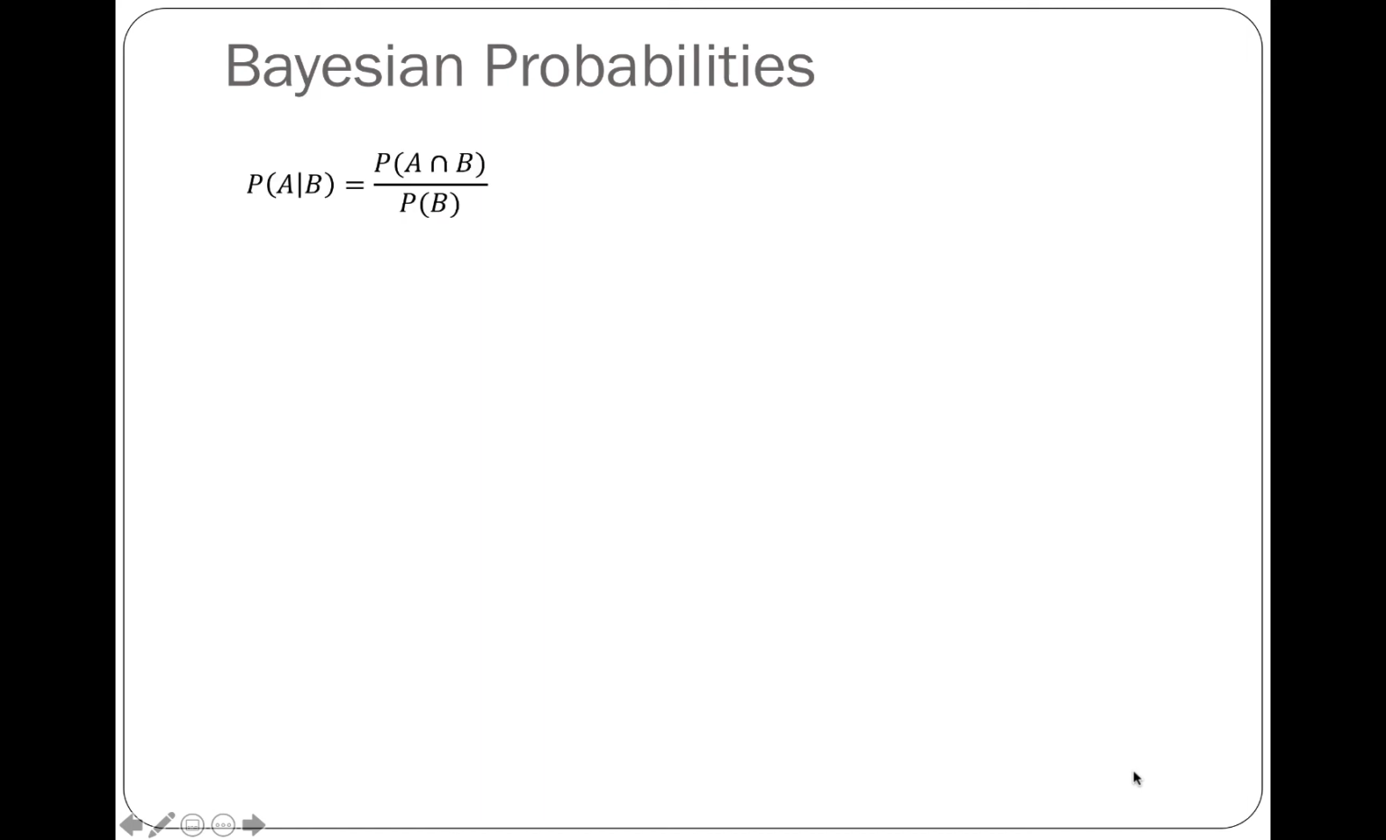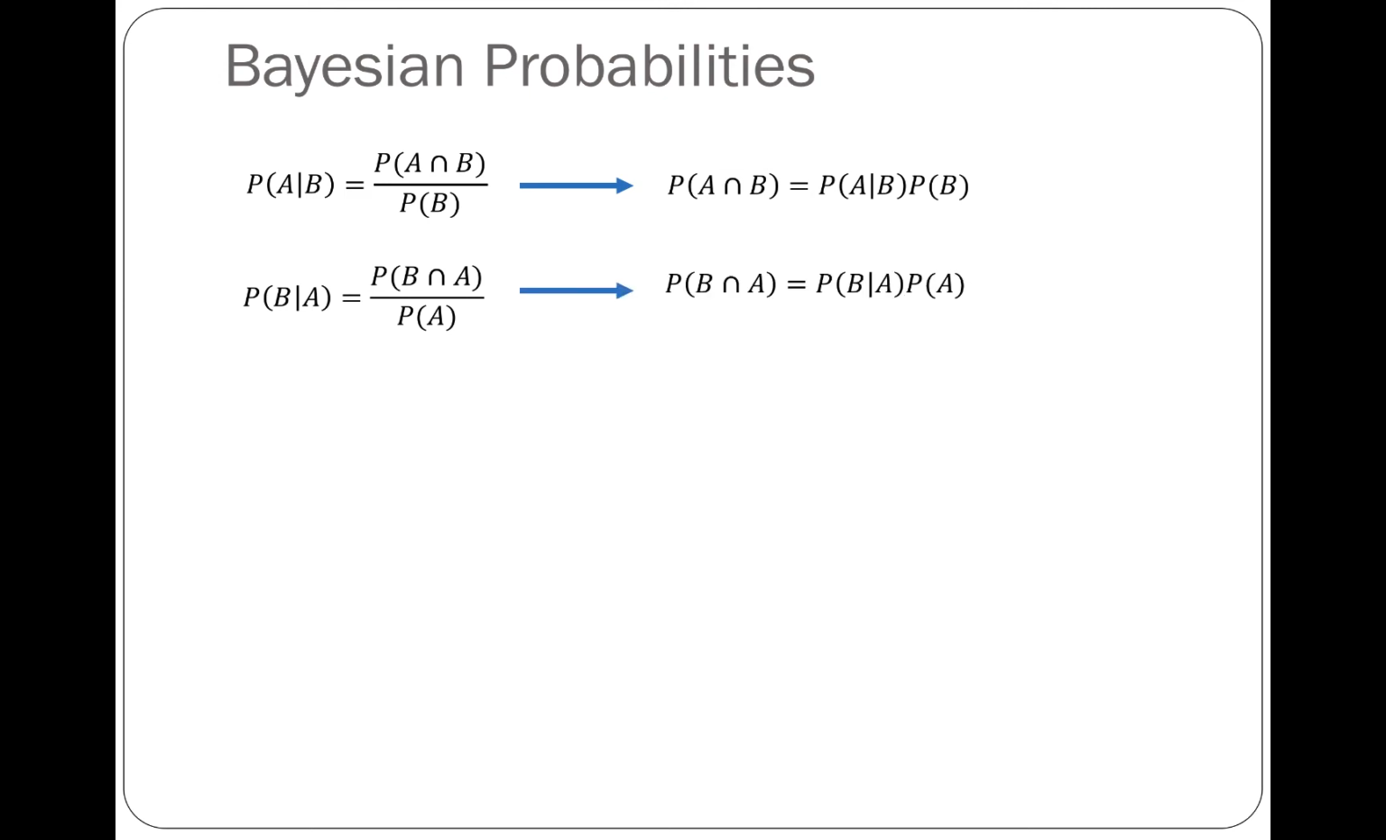The main one is conditional probability. If you remember from statistics, probability of A conditioned on B, meaning what is the chance that event A happens if we know event B has already happened, equals probability of A intersection B divided by probability of B. I can also rewrite this as probability of A intersection B equals probability of A conditioned on B multiplied by probability of B. Similarly, I can write probability of B conditioned on A equals probability of B intersection A divided by probability of A. And I can rewrite this equation as probability of B intersection A equals probability of B conditioned on A multiplied by probability of A.